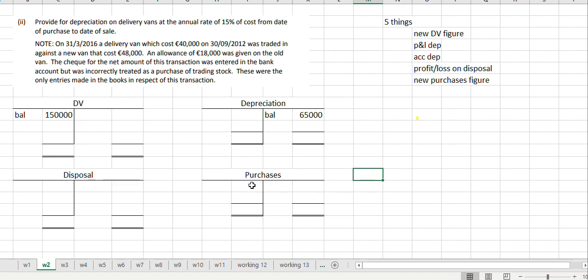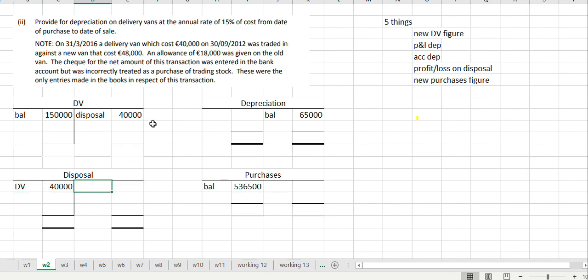I also have an opening balance for purchases. If you look at the trial balance, that opening balance is 536,500. Okay, so those are the opening balances we have. So this note always follows the same way. We'll start with the delivery van which was disposed of, cost 40,000. So for the delivery van's disposal, we credit 40,000 in the delivery vans account and we debit it in the disposal account.